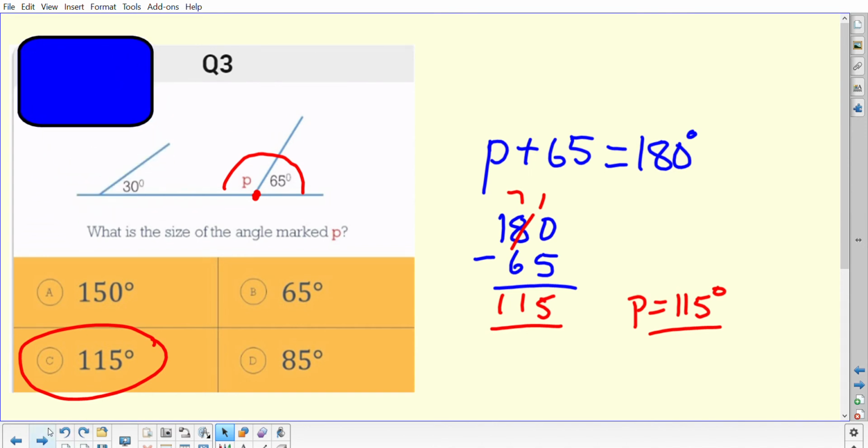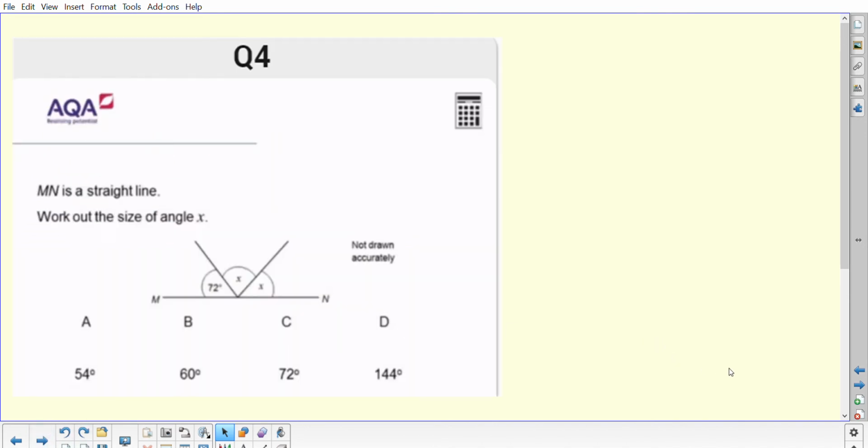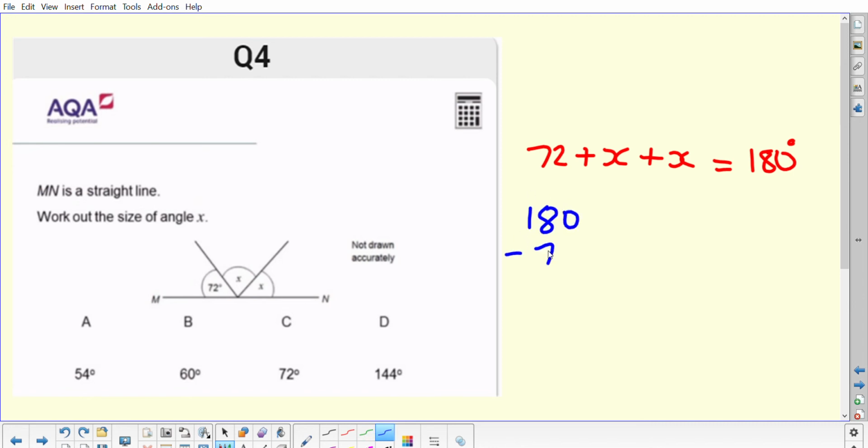So for the next question, this one here, again we've got a straight angle going on and we've got two unknowns, but the two unknowns are the same size because we've got the same letter being used. So all three of these angles are adding together to make a straight angle, so they're adding up to 180. Now what you do this time is if you take away the 72 from 180, then you're left with 108 degrees.